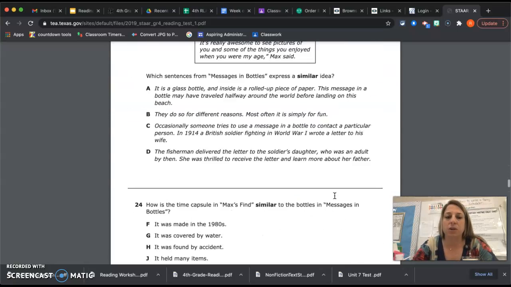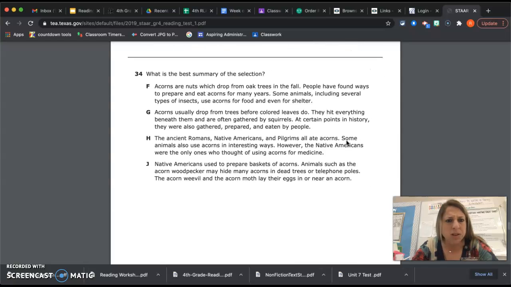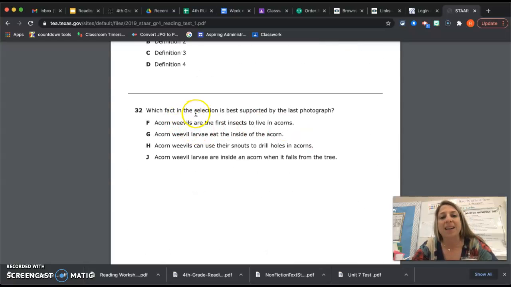And then down here, I know I'm scrolling really fast. I hope you don't get sick. There's also another kind of question, which fact in the selection is best supported by the last photograph? So they're not necessarily asking us what's happening in the picture, but they're asking us to find text evidence that supports that picture. So I'm looking in the story and going, okay, in this story, which one of these matches what is happening in the picture? So it's not necessarily us just looking and going, oh, this is what they're doing, but taking text from the story and matching it with that photograph, so that we understand what is happening in the picture.